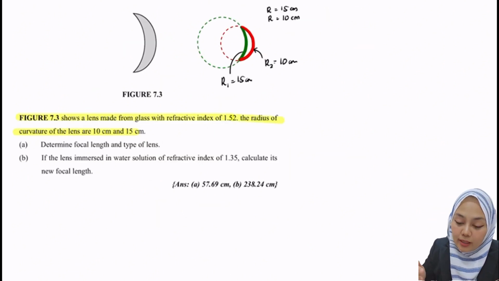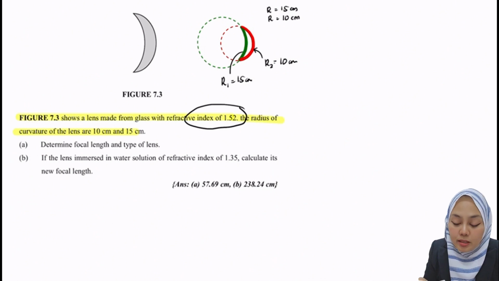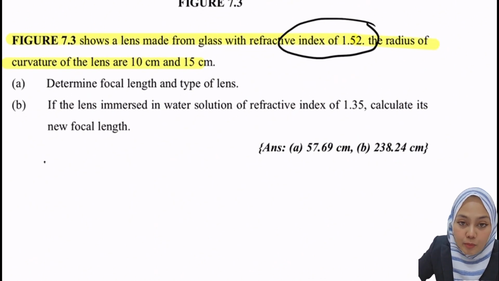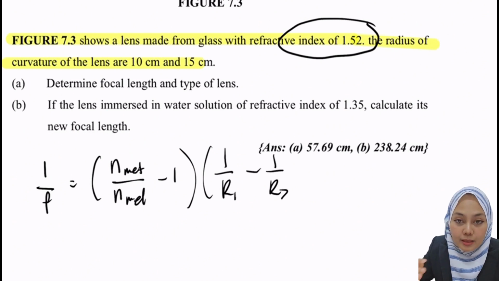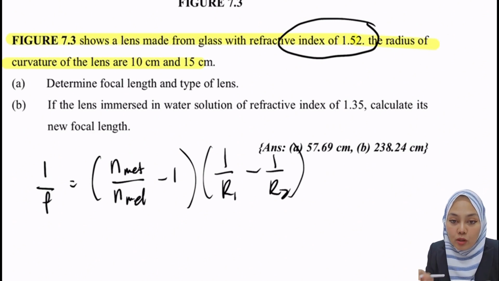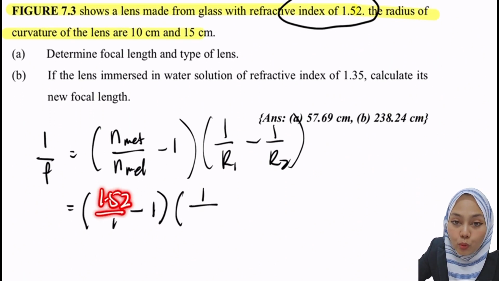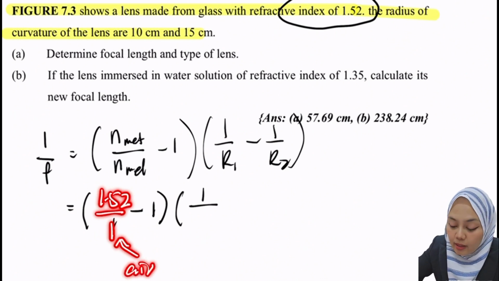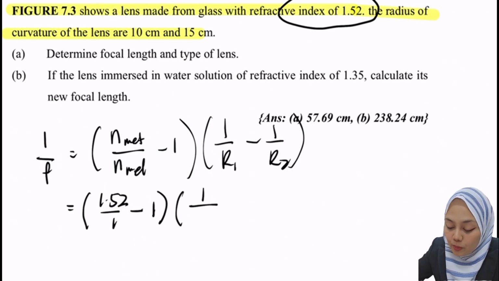Now let's determine the focal length of this convex meniscus. Because we are given the refractive index of the lens, it is best for us to use the lens maker's equation, which is 1/f = (n_material/n_medium − 1)(1/R1 − 1/R2). This is what we call the lens maker's equation. So I'm going to do the substitution. You can see here I'm putting 1.52 over 1 because 1 is the refractive index of air, and 1.52 is the refractive index of the glass, which is the lens, minus 1.